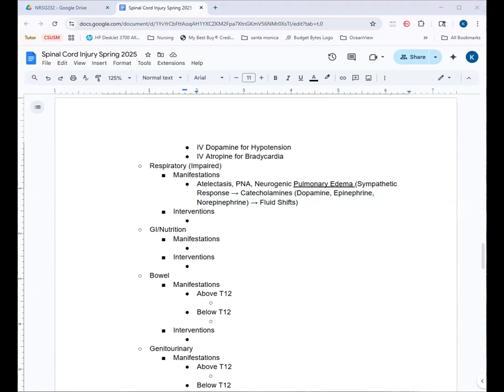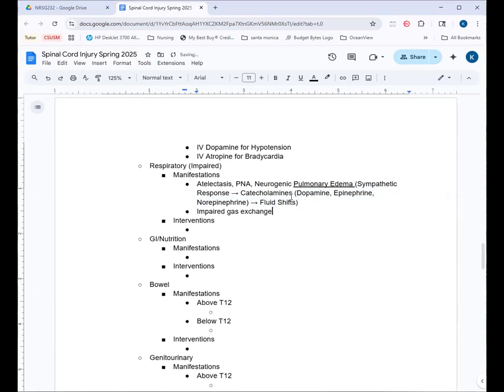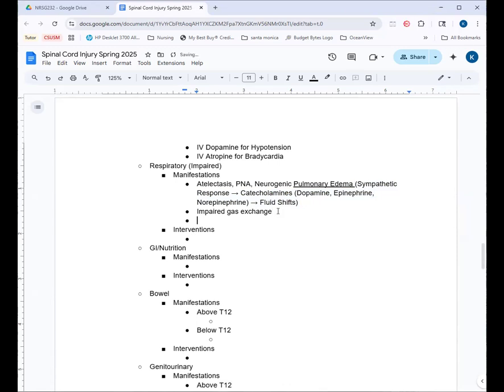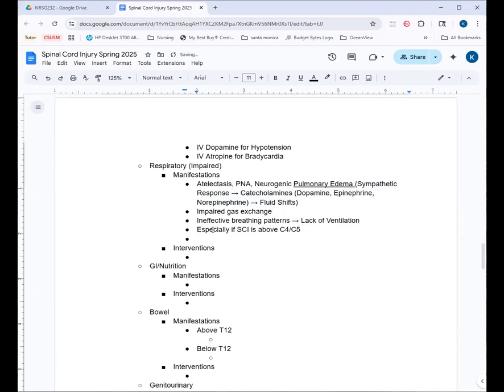And with these things in mind, it makes sense that if your patient has pulmonary edema or pneumonia, this patient's gonna have a hard time breathing and gonna have some impaired gas exchange. And depending on where their spinal cord injury is at, they could end up having ineffective breathing patterns.